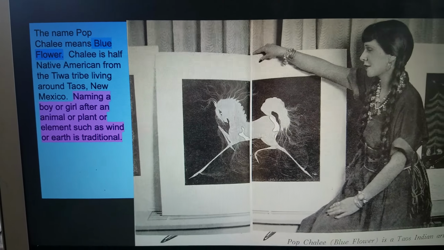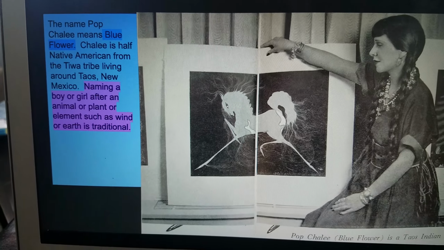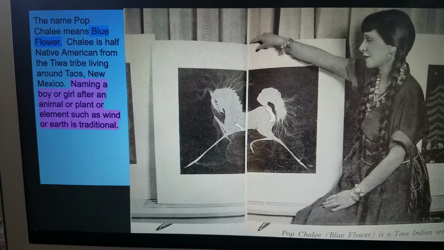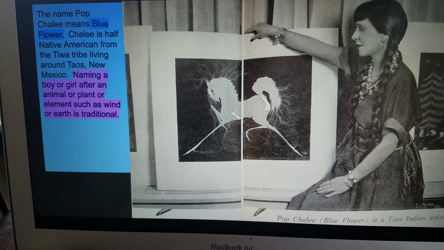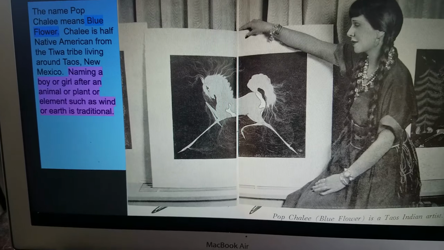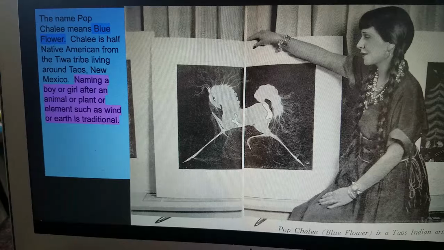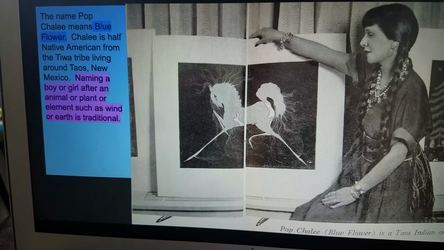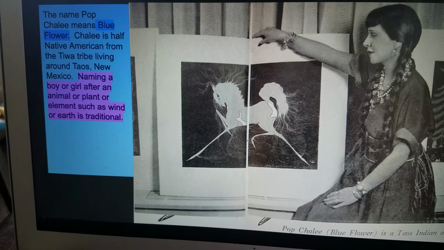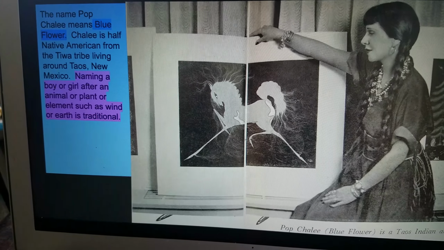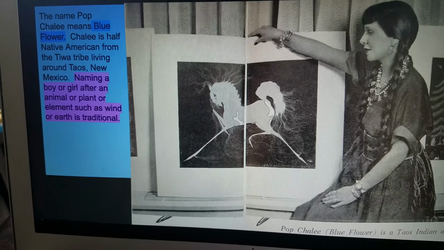Here's a picture of Pop Chile. Pop Chile means blue flower. And this is her native language, in the Tiwa language. So you can see this picture was a long time ago. It was in black and white, and she has beautiful braids in her hair. It's very common for people in Native American Indian tribes to name their children after flowers or plants or animals or elements such as wind or rain. This is very normal.